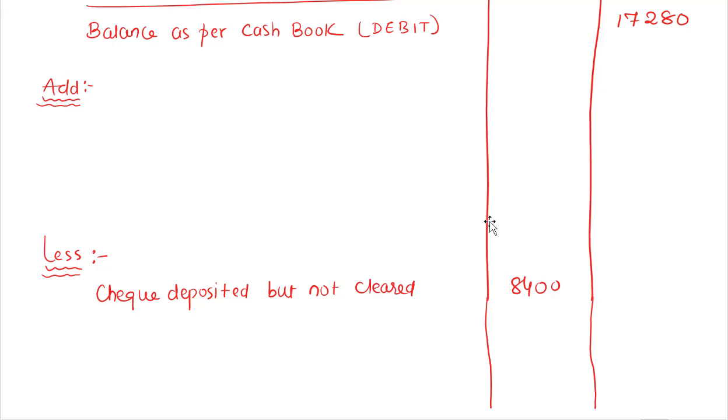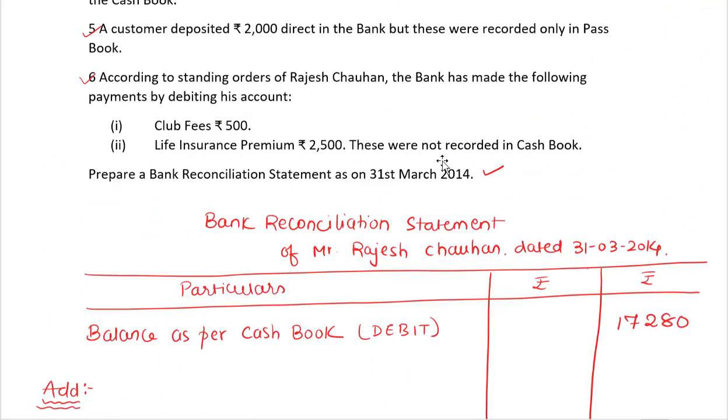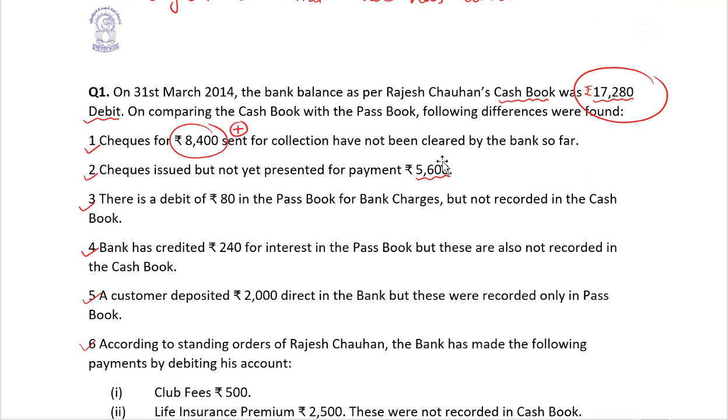What we have done is we had already added this in the cash book. So we have removed this from the cash book to make it neutral or in compliance with the passbook. First is done. Second, check issued but not yet presented for payment, 5,600. We have issued the check. That means we have deducted it from the cash book. Now we need to add it back to the cash book so that the cash book should be in alignment with the passbook.